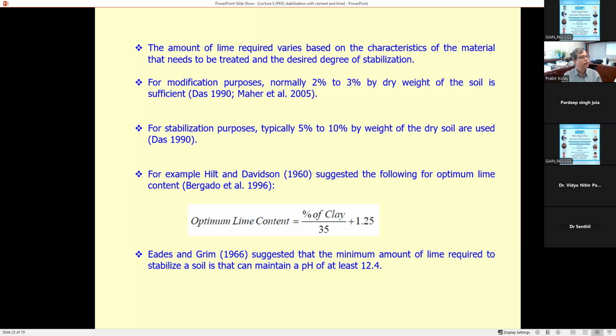And also we need to check different trials. You take some clay, add different percentages of lime, and measure the pH. When you see the pH is at least 12.4, that is the lime percentage generally you need to use. But this will give you a preliminary study. Then you have to do more tests to find out how much is the optimum lime content.